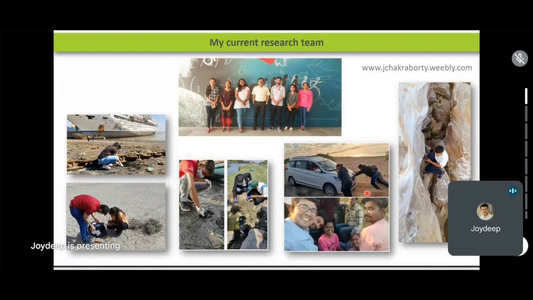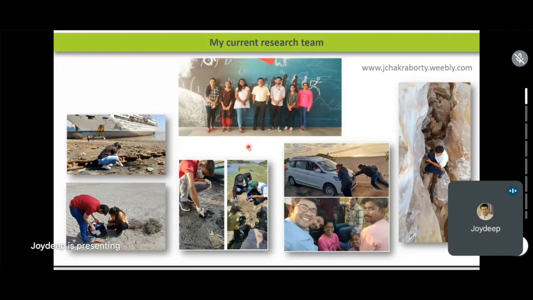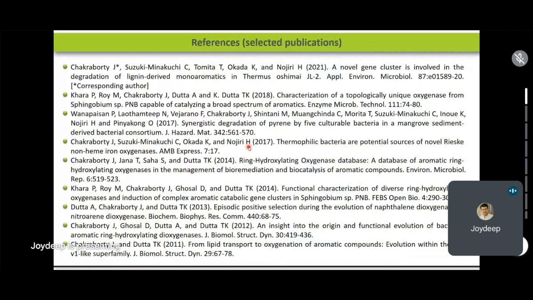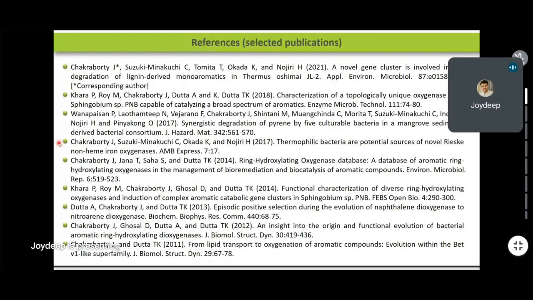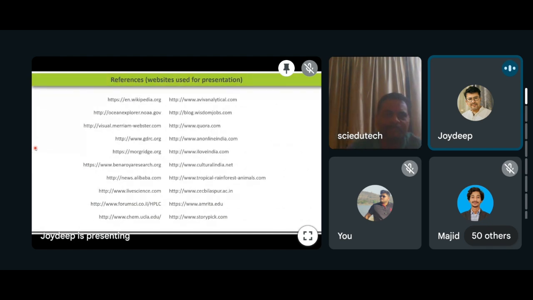We go through a lot of adventure. Sometimes our car gets stuck and we have to push it. Sometimes we go to places where cars cannot reach, so we need to sit on trucks or walk certain miles to do sampling. And these are the publications, not all, but some of my publications, the data of which I have shown in my previous slides. And these are certain websites which I have used to get certain images.